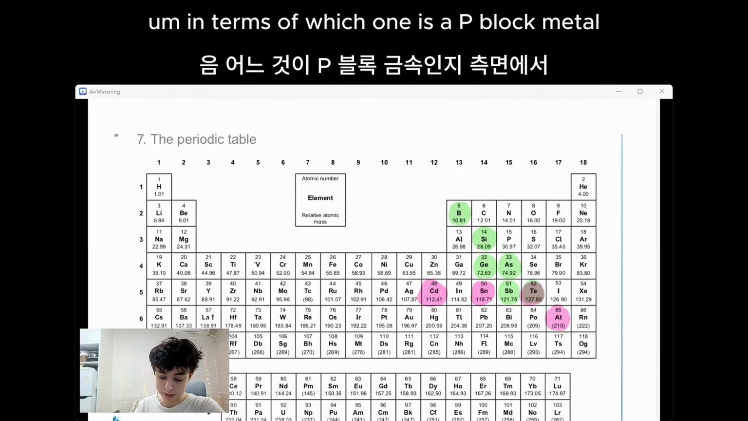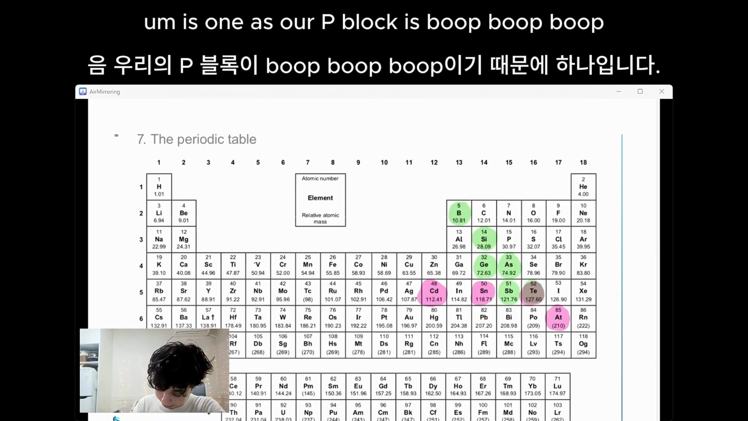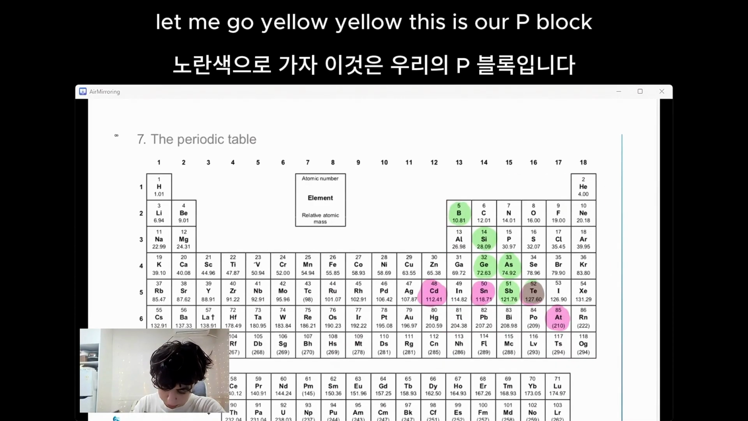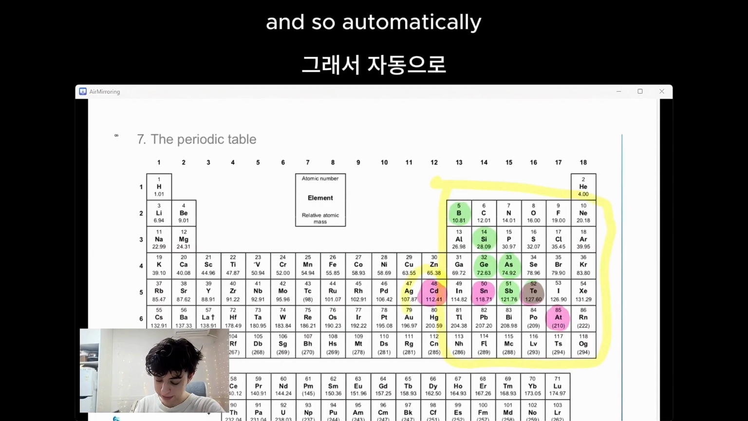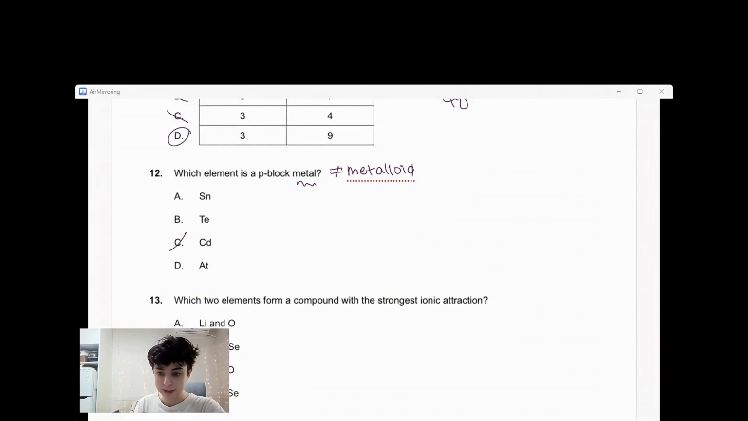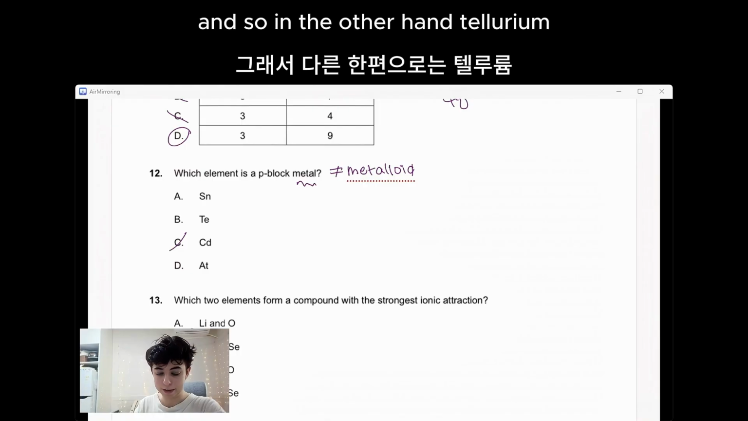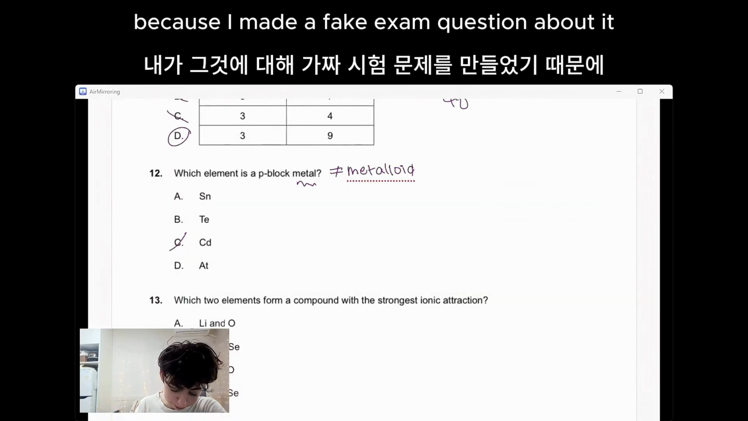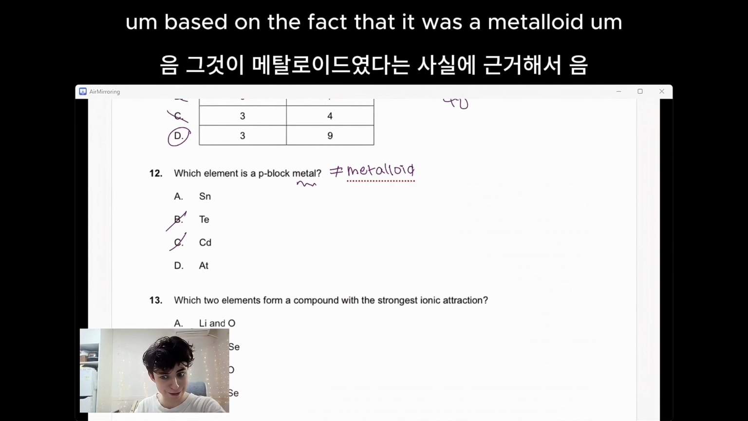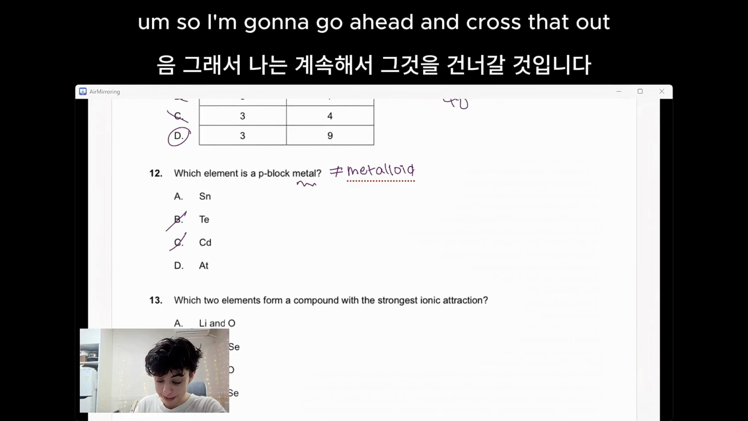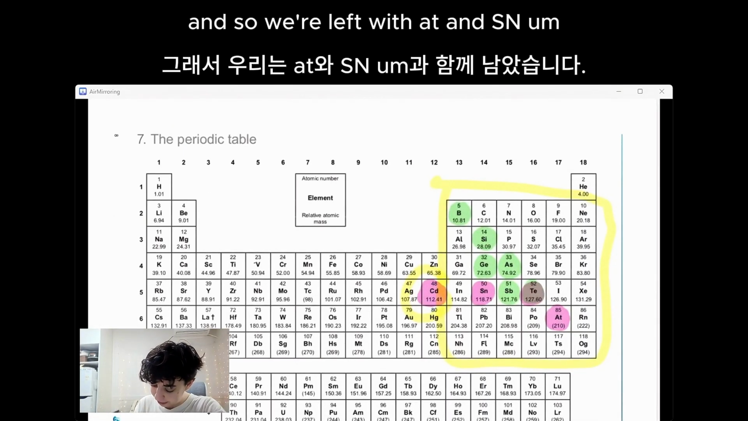Let me get a different highlighter. Let me go yellow. This is our p-block. And so automatically Cd is disqualified because of the fact that it is a transition metal. Okay. And so on the other hand, tellurium, I know that for sure is a metalloid because I made a fake exam question about it based on the fact that it was a metalloid. It's one of the great examples. So I'm going to go ahead and cross that out. And so we're left with At and Sn.